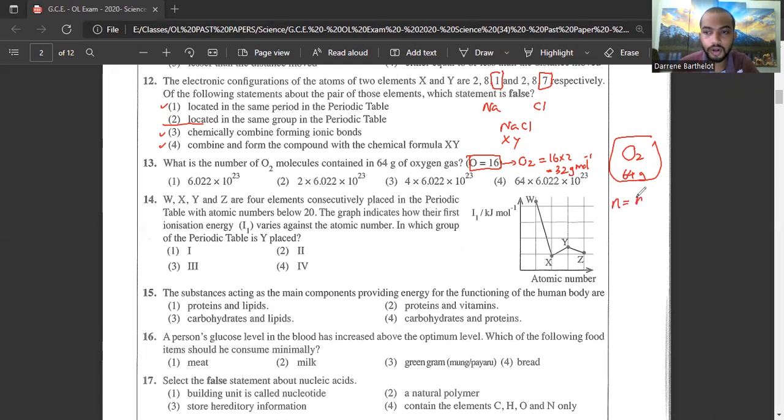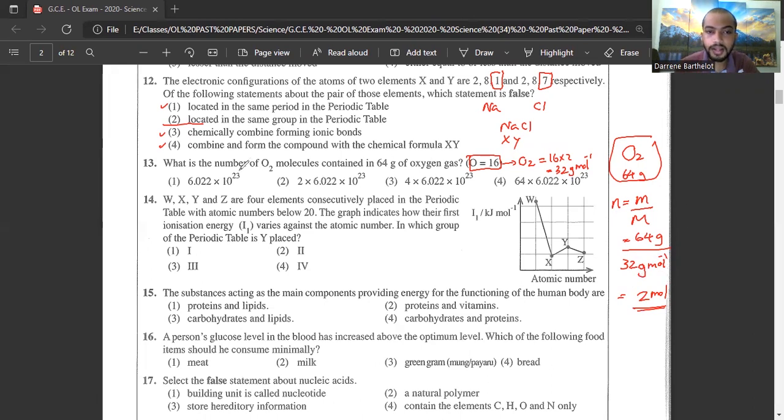Number of moles is equal to mass divided by molar mass. So here the mass is 64 grams divided by the molar mass, that is 32 gram per mole. So gram cancels, per mole will become mole. 64 divided by 32 is 2. So the answer will be 2 moles.